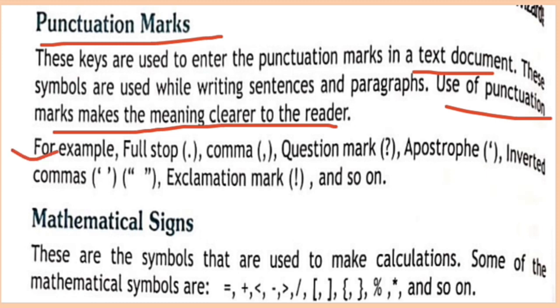So the examples of punctuation marks are full stop, comma, question mark, apostrophe s, inverted commas, exclamation sign and so on. These all are the punctuation marks. Basically these are used to give meaning to a sentence. Is it a question, is it an answer, or is it a name of somebody, like that we are using these punctuation marks.